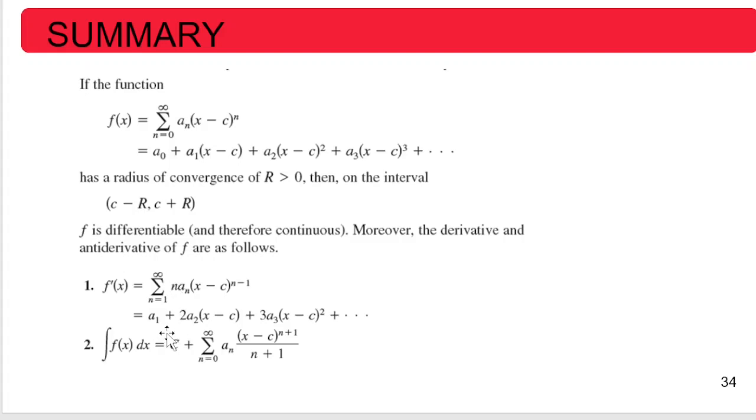And this is equal to a sub 1 plus 2a sub 2 times x minus c plus 3a sub 3 times x minus c quantity raised to the second power, and so on and so forth. And the integral of the series, denoted by the integral of f of x dx, is equal to the constant of integration c plus the summation of a sub n times x minus c quantity raised to n plus 1 all over n plus 1, where n is from 0 to infinity.